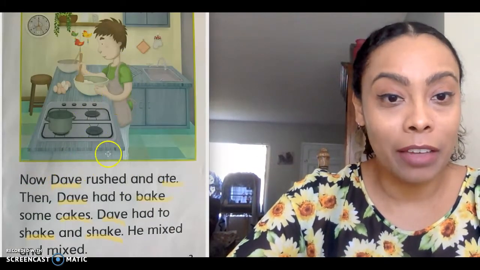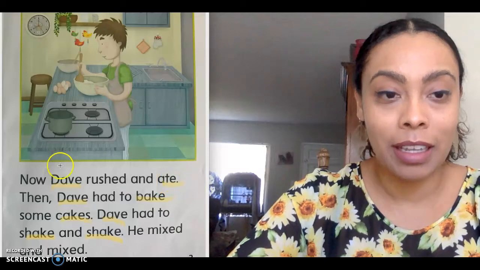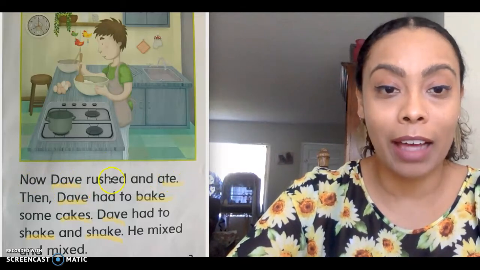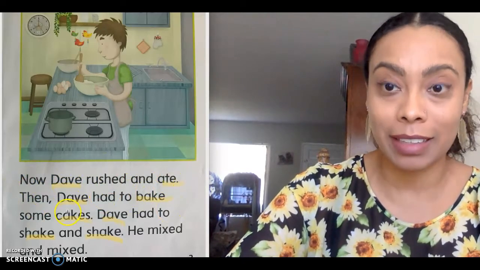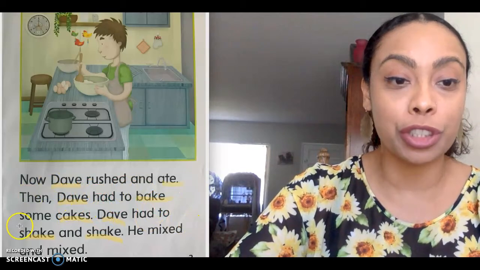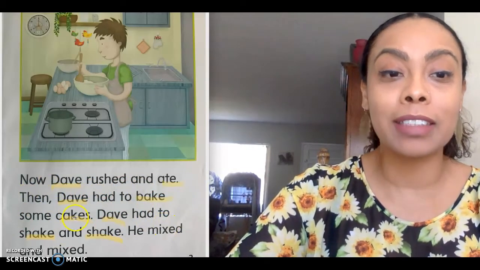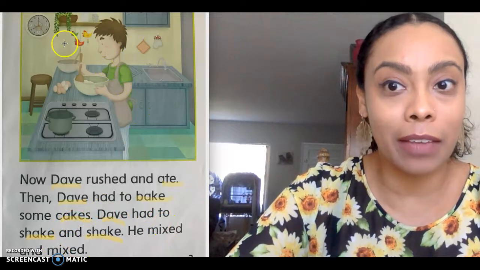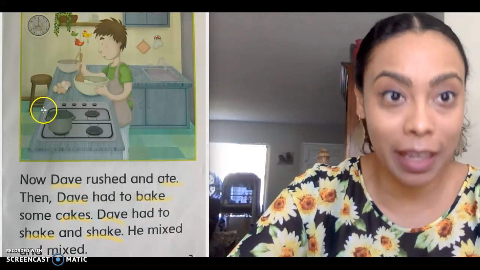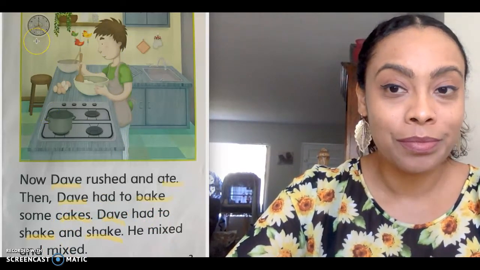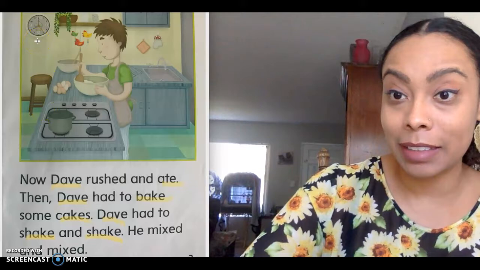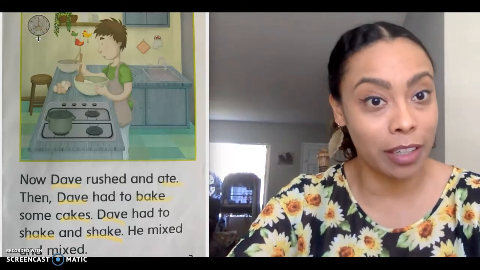Now, Dave rushed and ate. Then Dave had to bake some cakes. Dave had to shake and shake. He mixed and mixed. So here's Dave. He is going to go ahead and make some cakes for his job. My guess is that he's a baker and he needs to make these cakes for work.